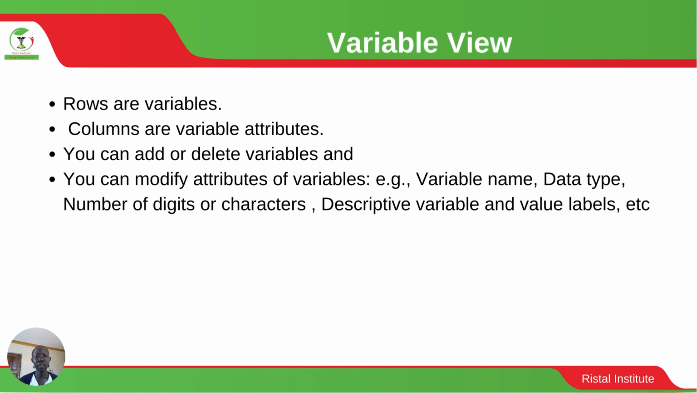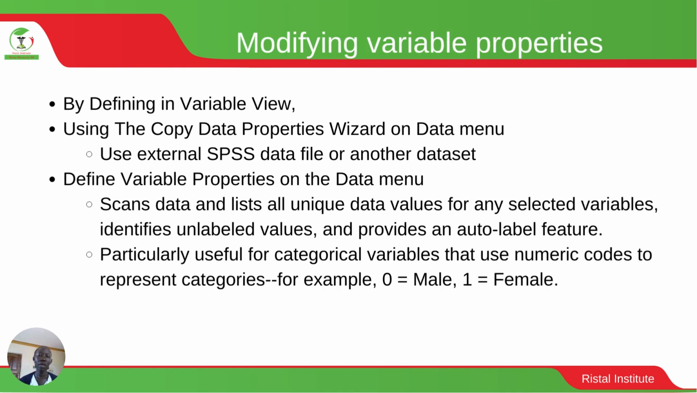So the rows in the variable view are the variables and the columns are the variable attributes. You are able to add or delete variables, and you can also modify the attributes of the variables, for example, the variable name, the data type, the number of digits or characters, the descriptive variables, and the value label. So how can we modify the variable properties?